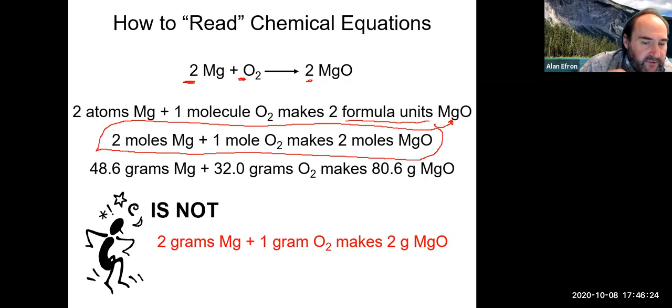We could say for every 2 moles of magnesium, it reacts with 1 mole of O2, gives us 2 moles of magnesium oxide. Again, that mole to mole relationship is a very useful one, and really the relationship that we use in stoichiometry. We could also have this relationship here. We have 48.6 grams of magnesium plus 32 grams of oxygen gives us 80.6 grams of magnesium oxide. That's that conservation of mass, and really the whole point behind balancing equations.